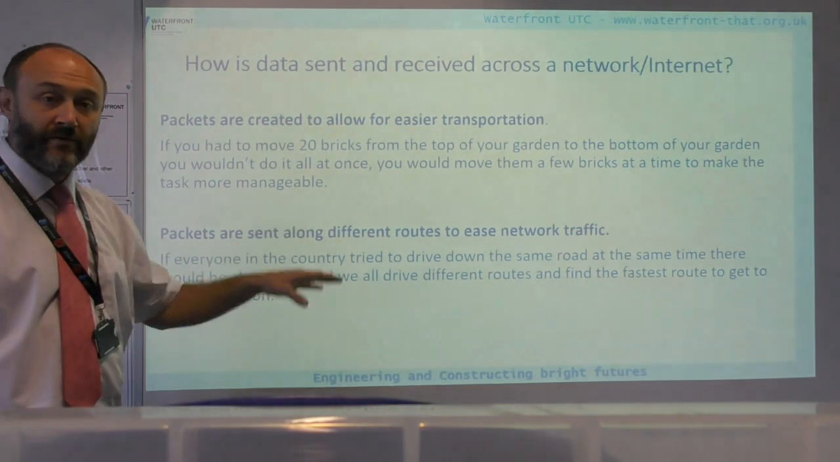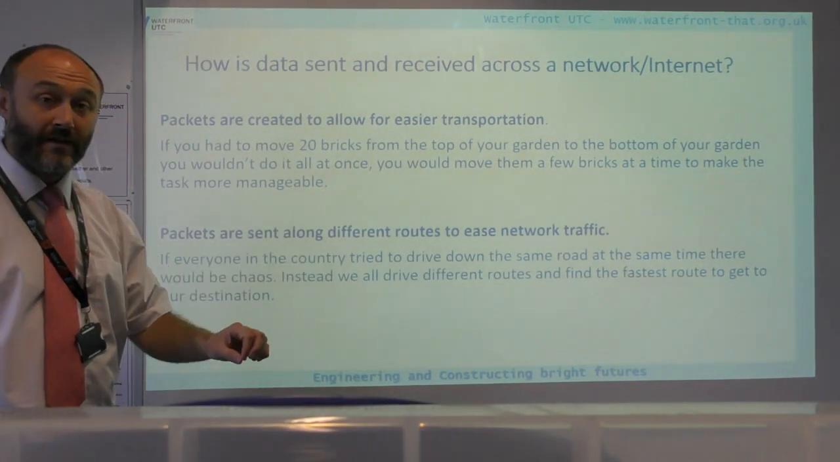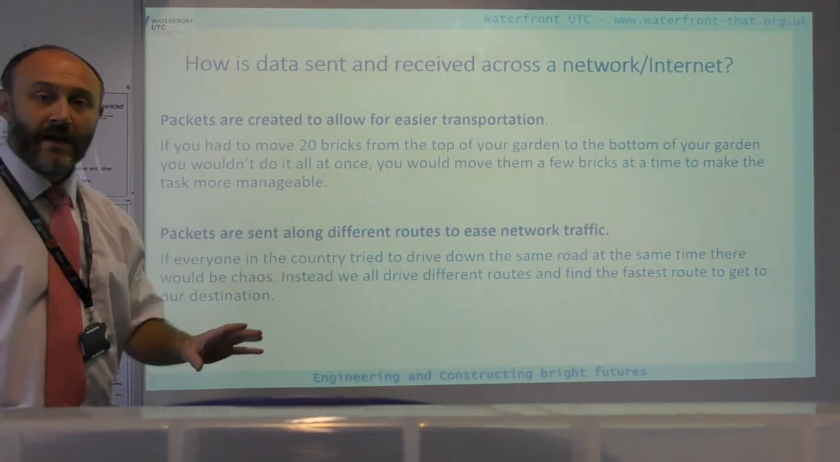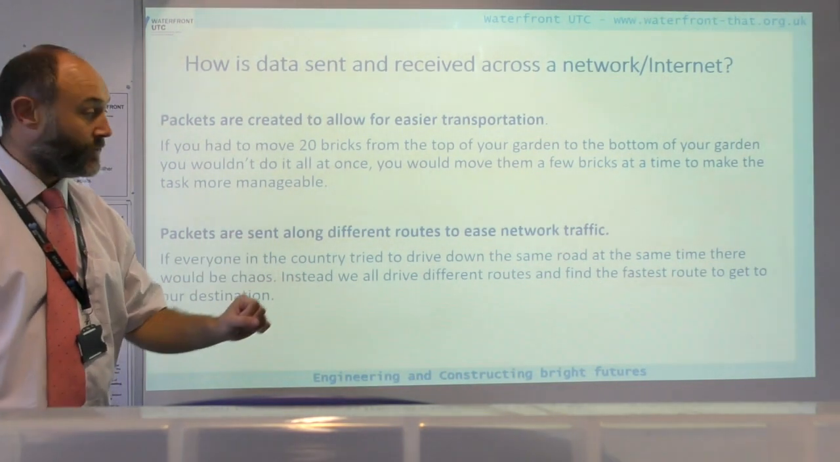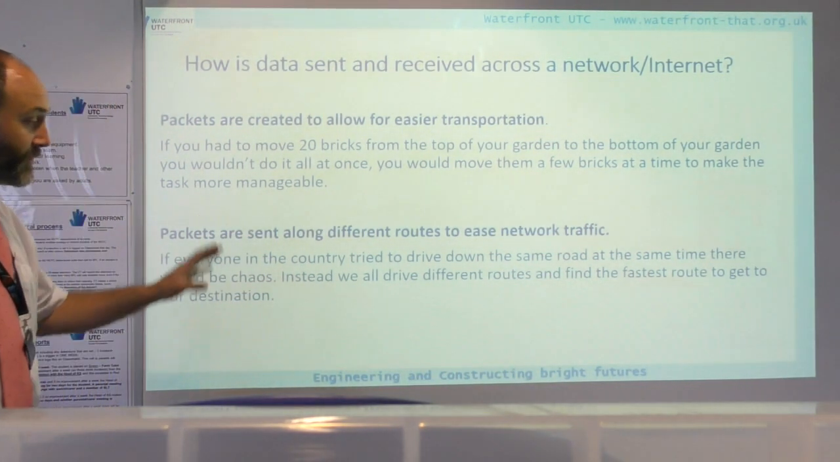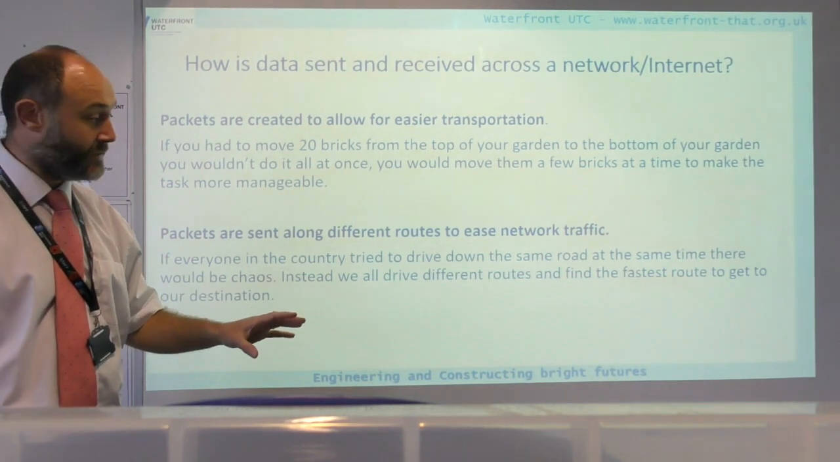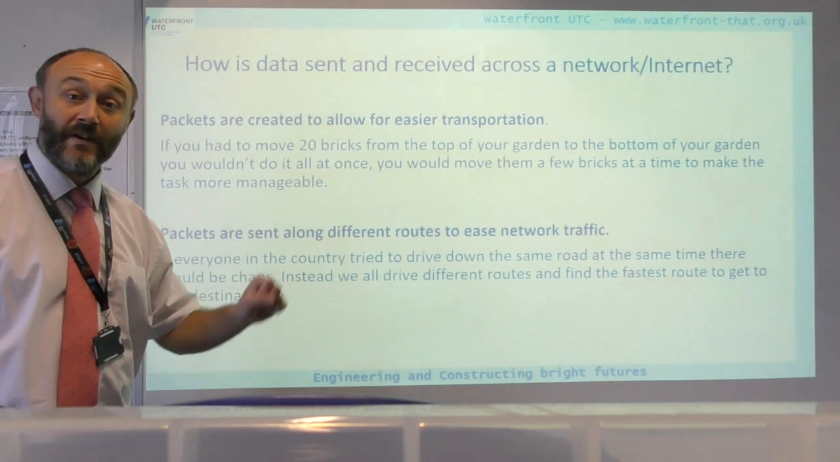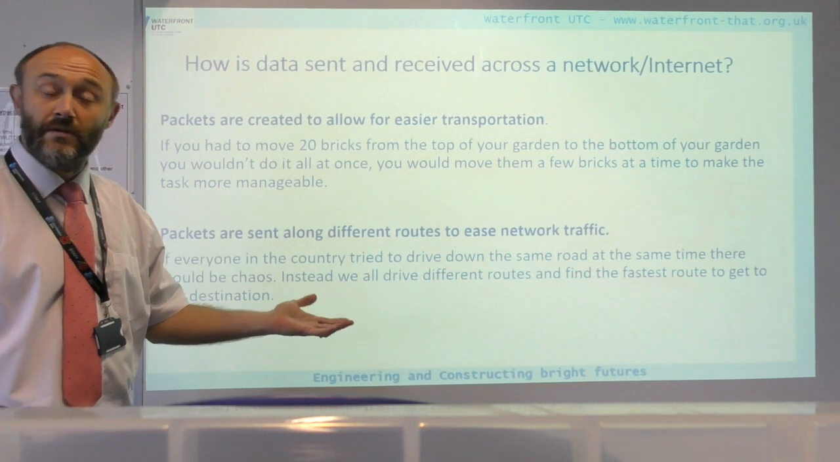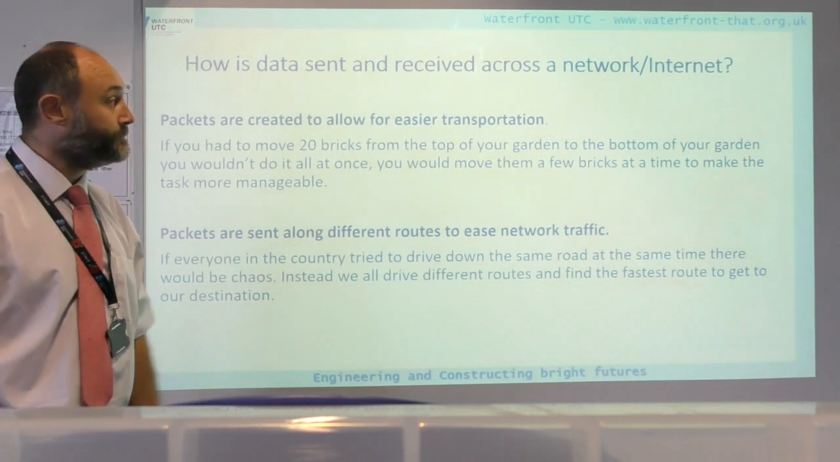Packets are sent along different routes for ease of network traffic. Imagine if everyone in the country tried to drive along the same road. There would be chaos. So instead, we all drive in different directions, we all try different routes, and we eventually find the fastest route. Therefore, no chaos, no traffic jams.